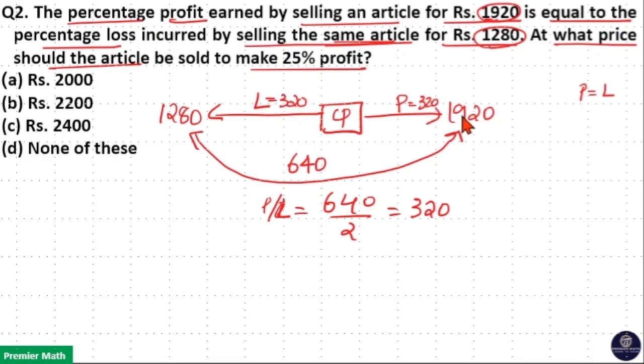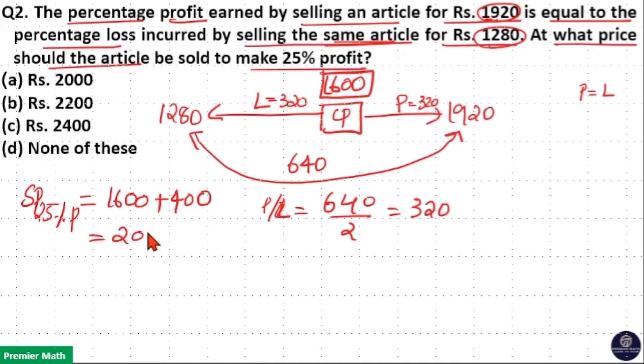So here 1920 minus 320 is the cost price, that is 1600 is the cost price. Now 25% of 1600 is 1 by 4 of 1600. So the selling price to get 25% profit is equal to 1600 plus 1 by 4 of 1600, or 25% of 1600, which is equal to 400. So which is equal to 2000. Option A is your answer. Here 25% of 1600 is 1 by 4 of 1600, which is equal to 400.